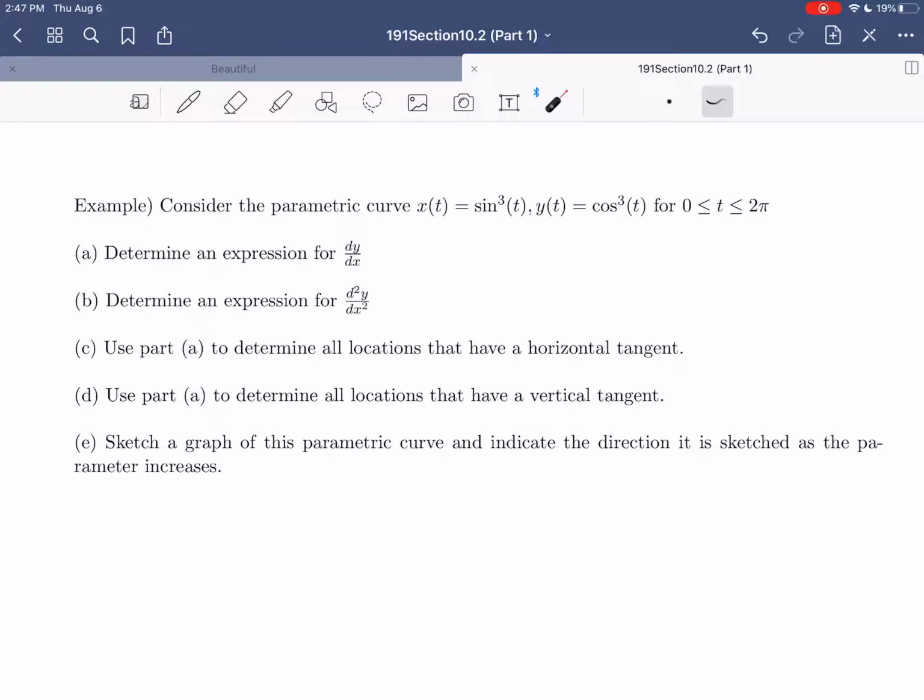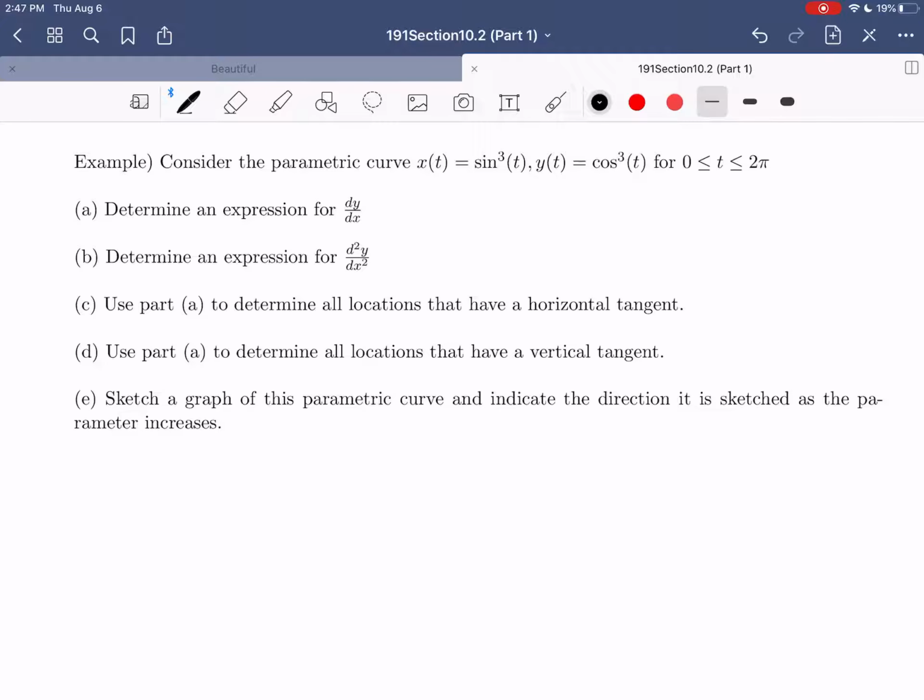We're going to do a bunch of things with this. We're going to determine an expression for the first derivative and for the second derivative. Then we're going to use the first derivative to figure out all locations that have a horizontal tangent and all locations that have a vertical tangent. And then we'll put all of that information together to sketch a graph of this parametric curve. And then, as always, we'll indicate the direction it's sketched as the parameter increases from 0 to 2π.